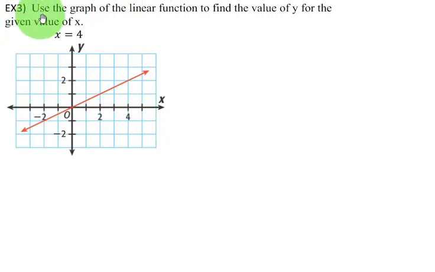This example says use the graph of the linear function to find the value of y for the given value of x. And we're told here that x equals 4, so we're given x equals 4.